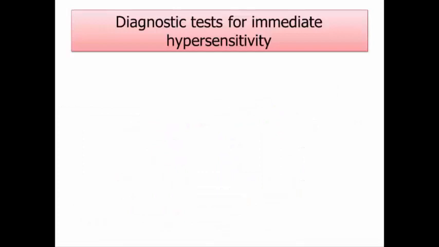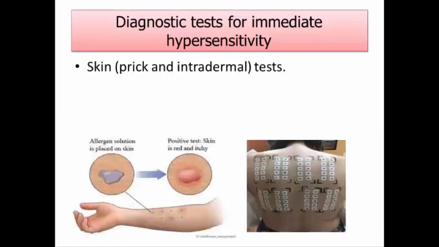So what are the diagnostic tests for immediate hypersensitivity? We have first the skin prick or intradermal test. I have a person who is suffering from type 1 hypersensitivity, allergic to a specific material, for example pollen or certain food like egg, banana, mango, and so on. I have prepared in the lab this allergen in a phosphate buffer saline solution.